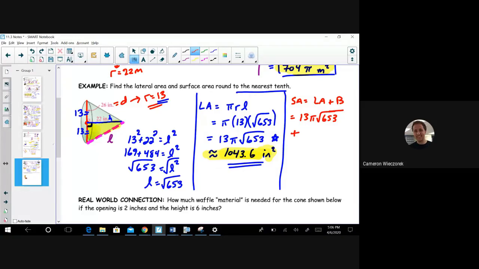Plus the area of the circle, let's just compute that over here. Base area would be pi r squared. So pi times 13 squared would be 169 pi.